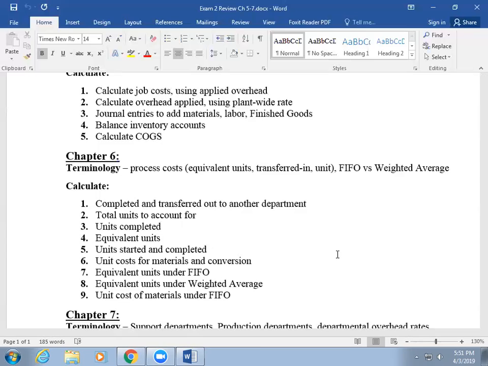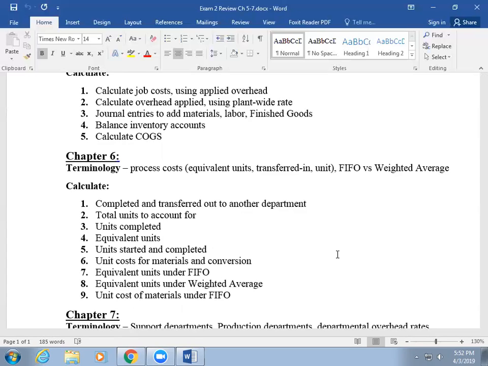Total units to account for, you could come up with it either way. It's ending work in process plus what was completed, or beginning work in process plus what was started. Either way, it depends on what info they give you. You can calculate units to account for. So again, some of these are pretty easy, and then it just gets a little bit difficult.